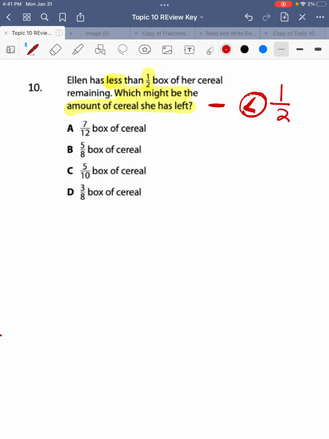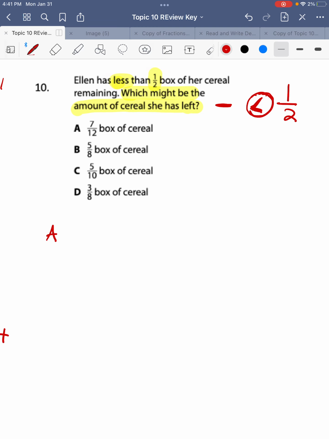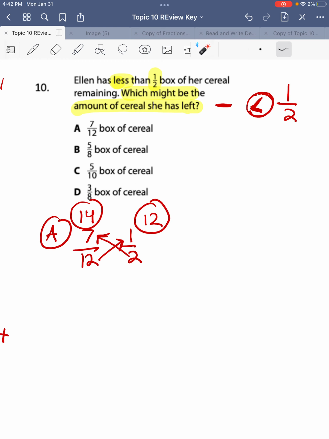So I'm going to go through each of them. Let's do A. For A, I have 7/12. I'm going to compare it to 1/2. Remember, I need to find a fraction that is less than 1/2. So I'm going to cross multiply. 12 times 1, 12. 2 times 7, 14. 7 over 12 is more than 1/2 because 14 is bigger than 12. And I'm looking for less. So A cannot be it.